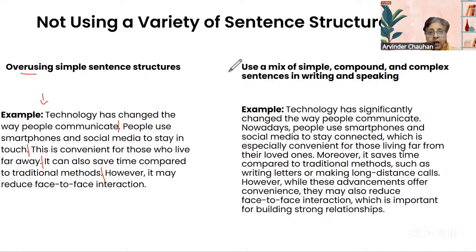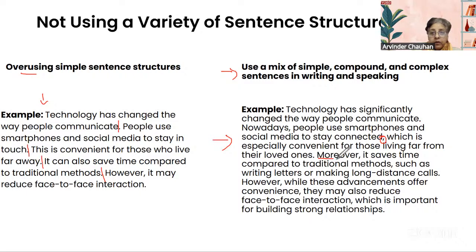Let's look at how it can be done. You can have a mix of simple, compound, and complex sentences. Let's look at this one. So here, it's the same paragraph. Technology has significantly changed the way people communicate. Nowadays, people use smartphones and social media to stay connected, which is especially convenient for those living far from their loved ones. Notice the comma here.